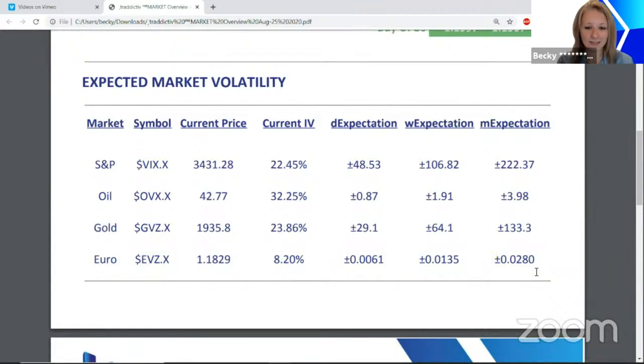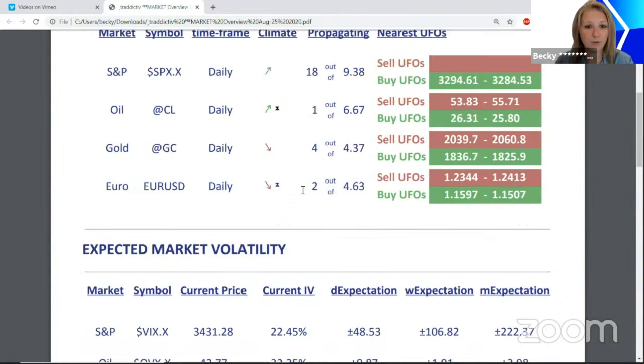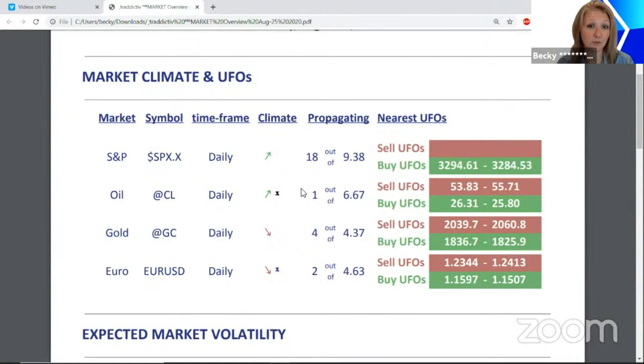So again, we're using statistics here and probabilities to let us know with volatility how far we can expect these prices to move of these particular markets within these given periods of time. We use technology to help us figure out in which direction they're likely to go, and for how long we're likely to see that movement happen. And the nearest UFOs, once again, using technology to help us figure out where price might be likely to turn. So again, we're using technology, probabilities, and statistics all to put as many odds in our favor as possible.